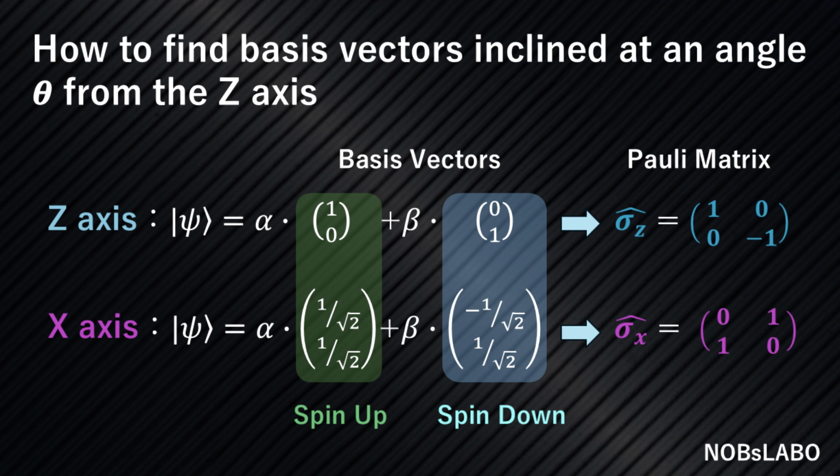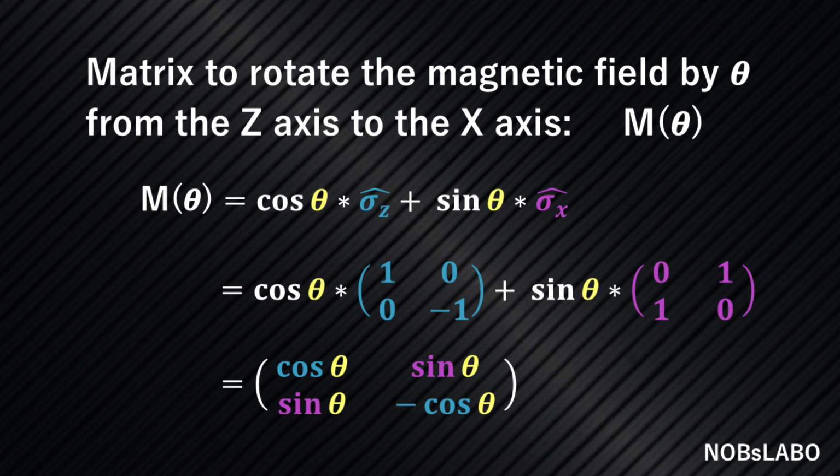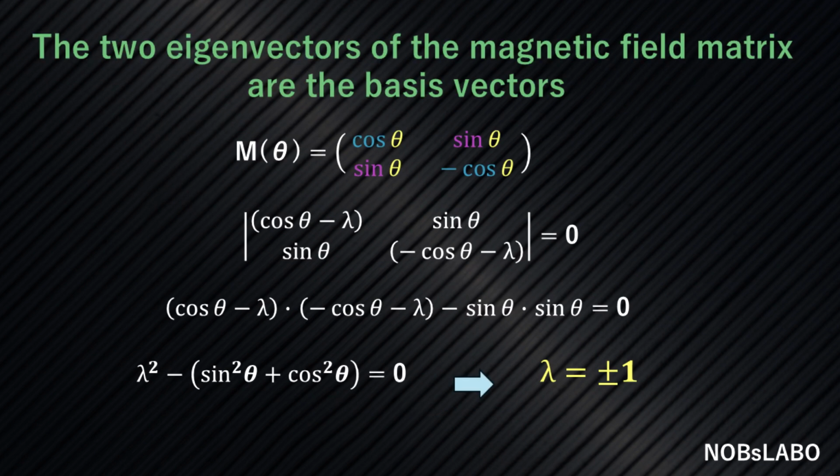The basis vectors are the two eigenvectors of the state space operator matrix. On the right side, the operator matrices of the z-axis spin basis vector and the x-axis spin basis vector are shown. These are called Pauli matrices. The operator matrix for an axis tilted by an angle theta from the z-axis to the x-axis can be calculated using the following formula. The two eigenvalues of this new operator matrix can be found using the process shown in this slide.